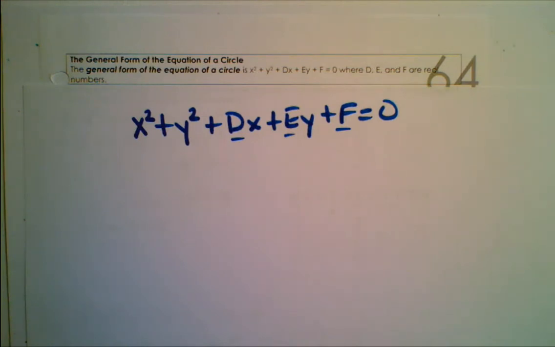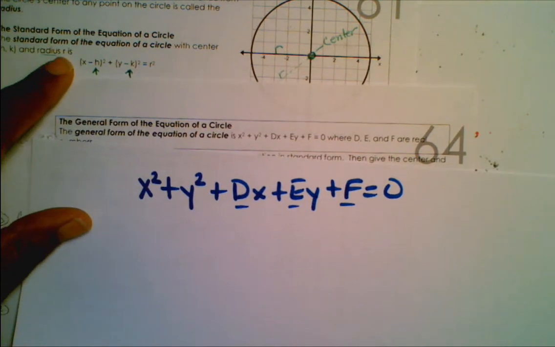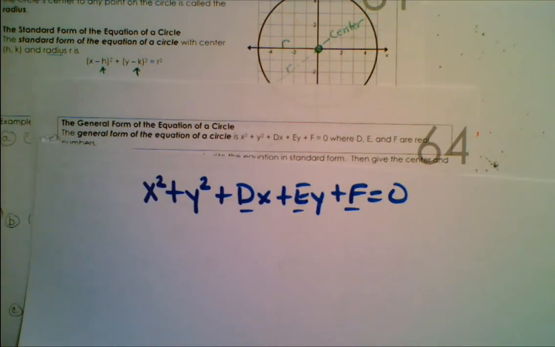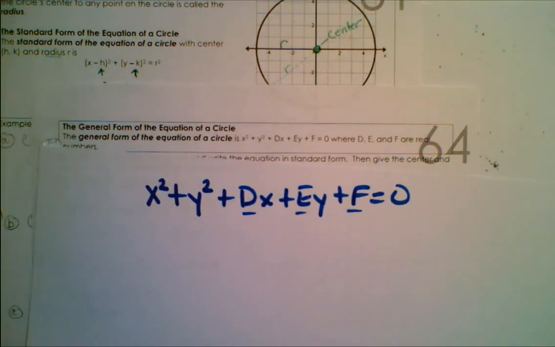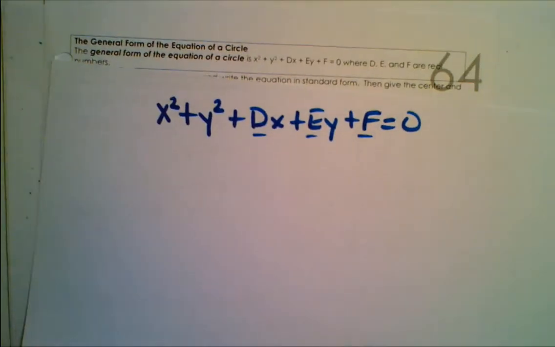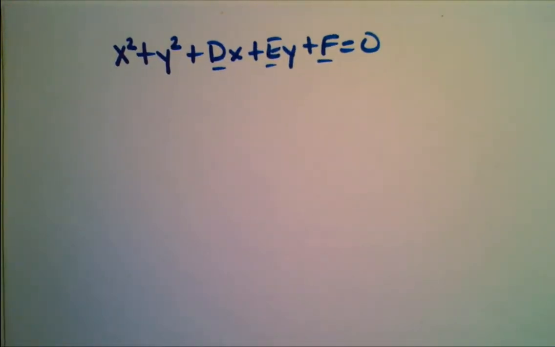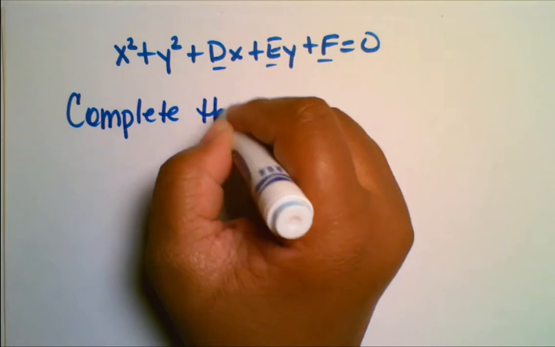So we're going to be looking at what happens if we have an equation of a circle that has been expanded and is not in the original format that we're used to seeing, the standard form of the equation of a circle, where we have x minus h squared plus y minus k squared equals r squared. How do we go from this general form to the standard form? We're going to do that by completing the square.